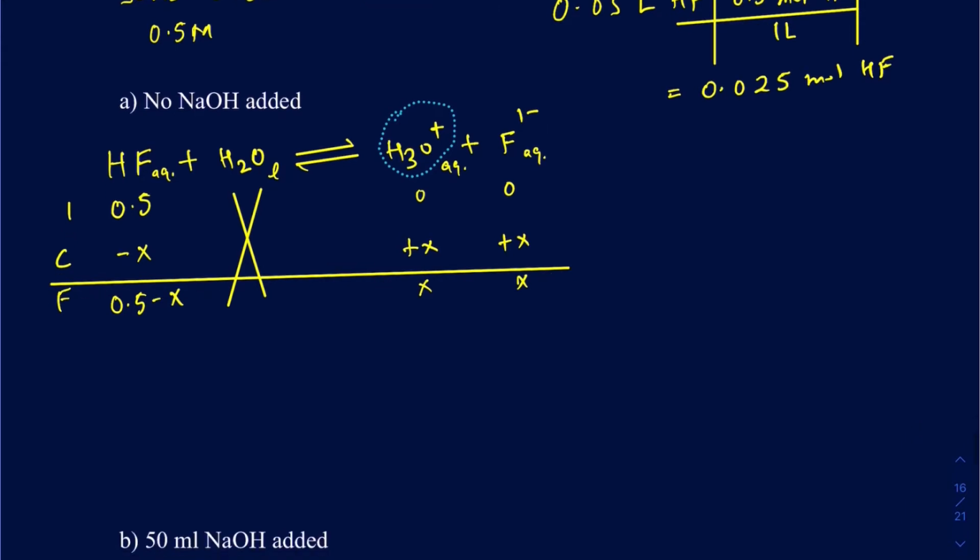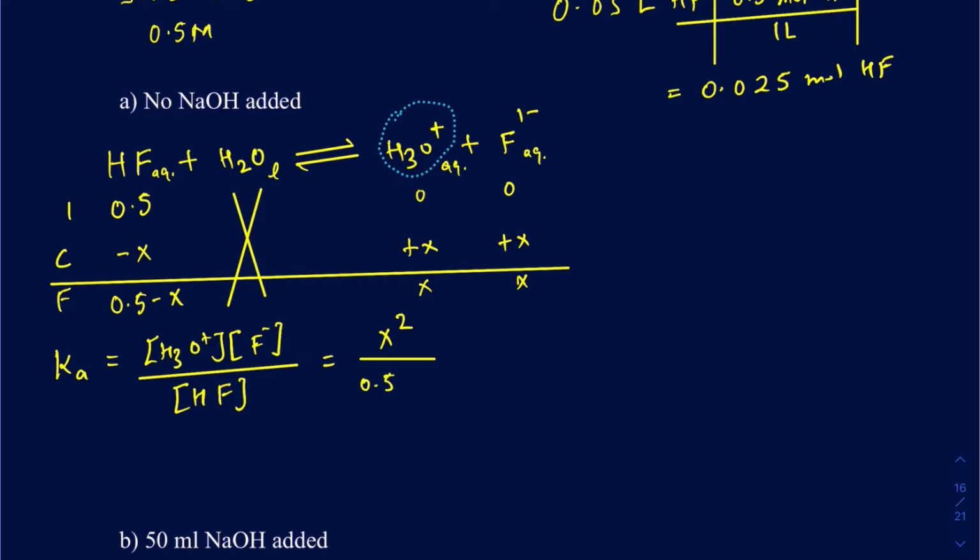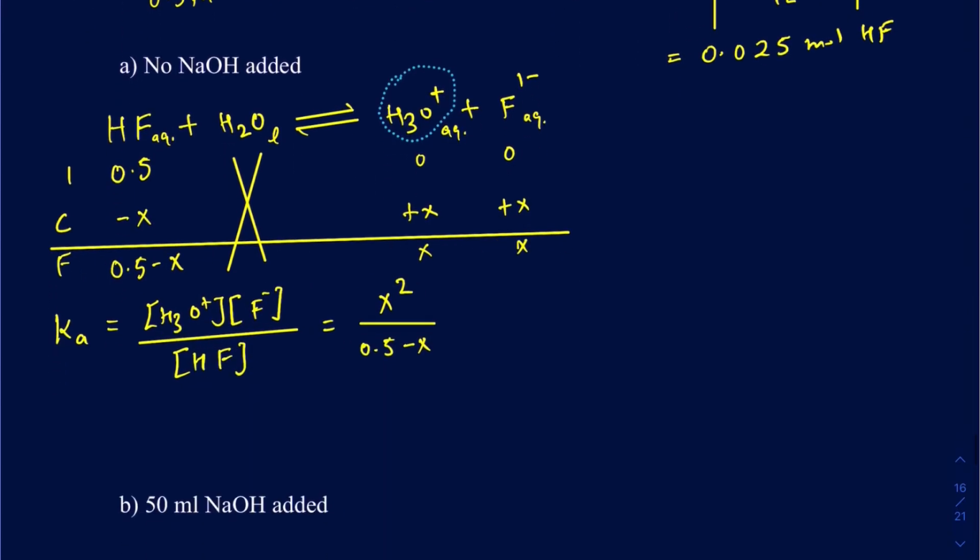Now, when I'm writing the Ka here, your Ka is going to be equal to the concentration of H3O plus times the concentration of F minus, divided by the concentration of HF. And that's going to be X squared divided by 0.5 minus X. And remember, your Ka is given to be 6.6 times 10 to the minus 4, divided by 0.5 minus X here.